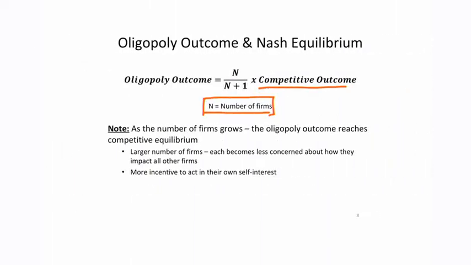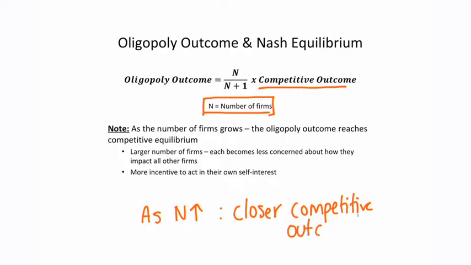So what we're going to see is that as the number of firms increases, we get closer to the competitive outcome, because it becomes more and more difficult for the firms that are in the oligopoly market to cooperate. So there's going to be more and more incentive to cheat.